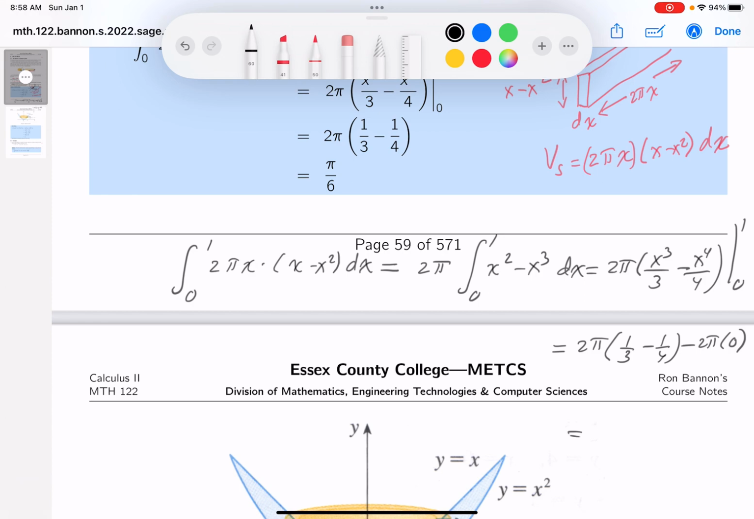So what do you get there? 2 pi. Common denominator down there, 12. You get 4 minus 3, which is 1. So what are you going to get over here? Pi over 6. All right, let's look at the key and make sure we got it.